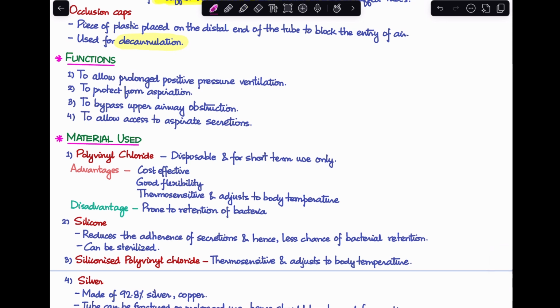Its first function, the most important one, is that it allows prolonged positive pressure ventilation. Second, it protects the patient from aspiration. Third, it helps in bypassing an upper airway obstruction. And lastly, it allows access to aspirate the secretions. So, these are the functions of the tracheostomy tube.